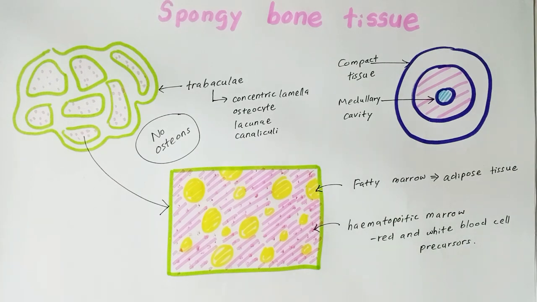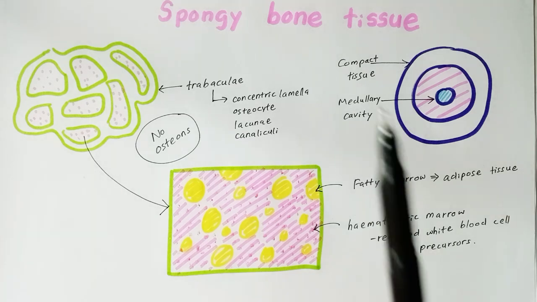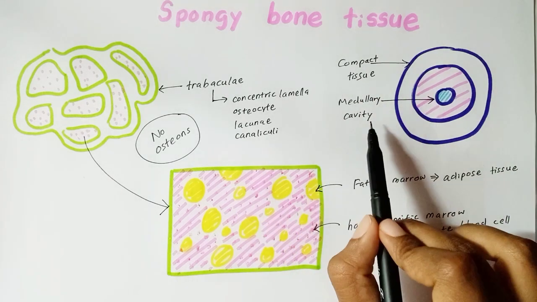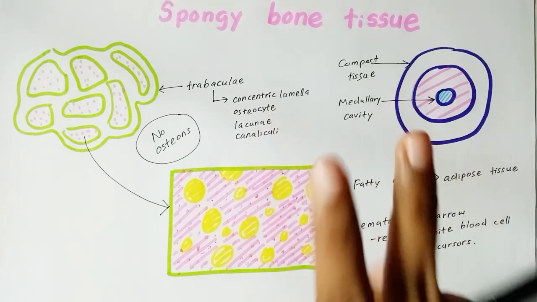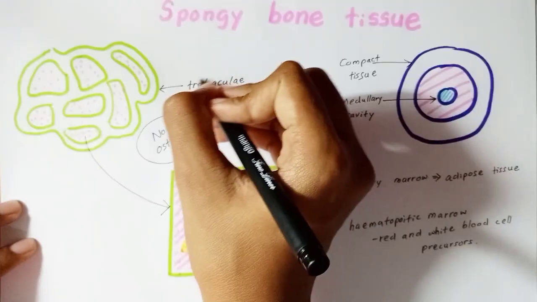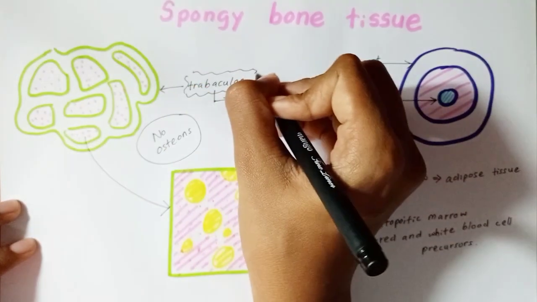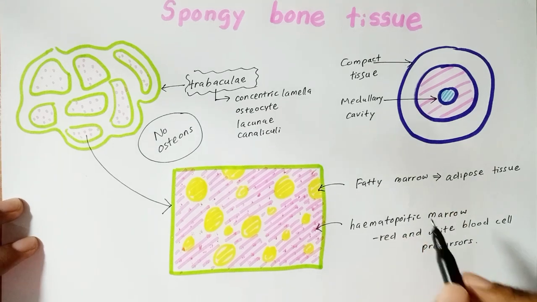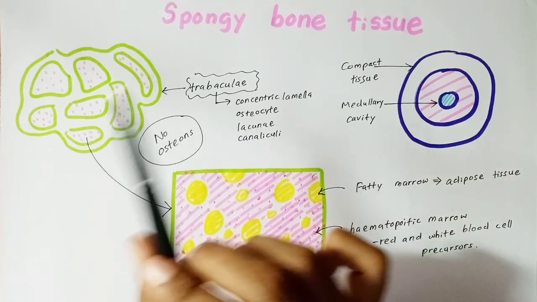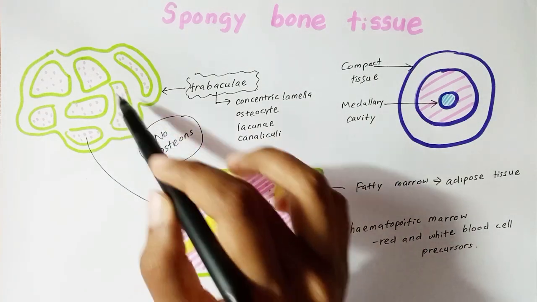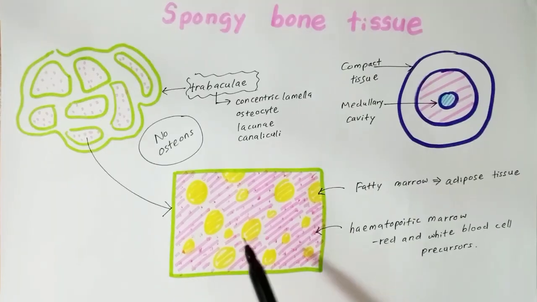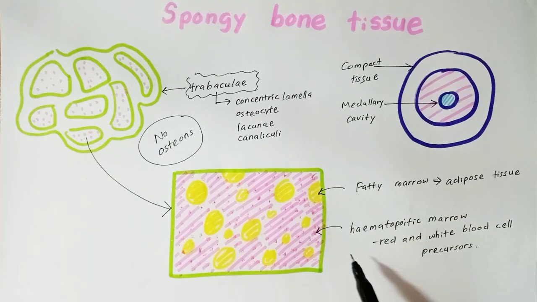So again I'll explain briefly about this one. I told that spongy bone is present between medullary cavity and compact tissue, and spongy bone consists of two main components: trabeculae, and bone marrow and blood vessels. So trabeculae is an interconnecting network of fine irregular plates, and within that trabeculae there are bone marrows and blood vessels. So when we talk about bone marrows, there are two types: fatty marrow and hematopoietic marrow. Fatty marrow is adipose tissue and hematopoietic marrow means red and white blood cell precursors.